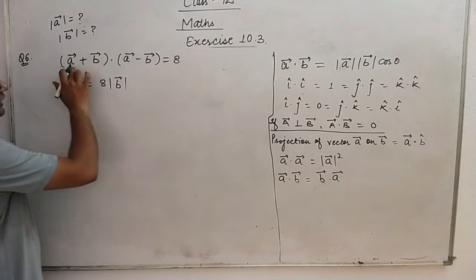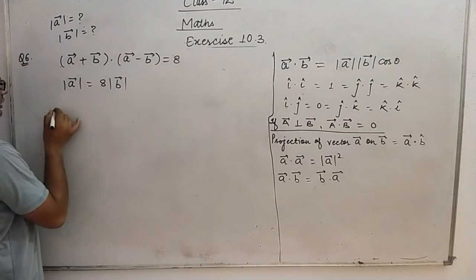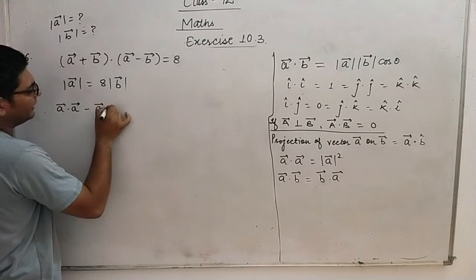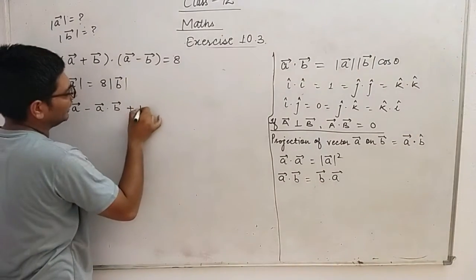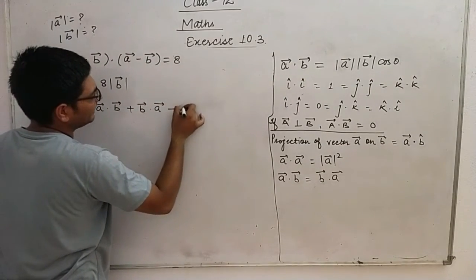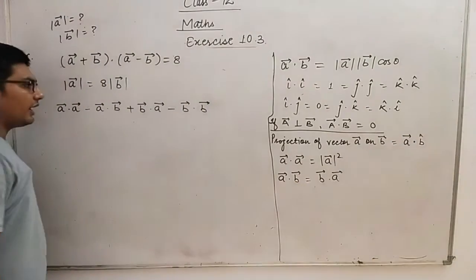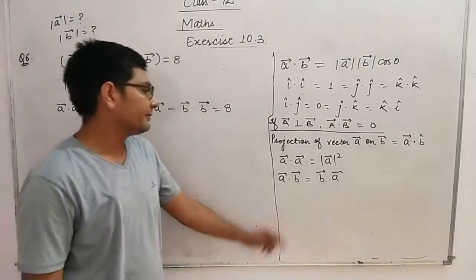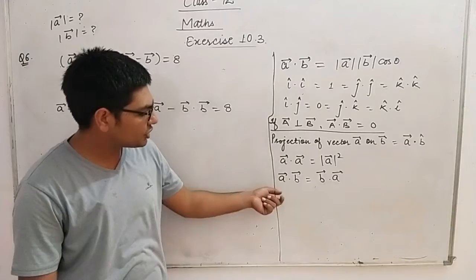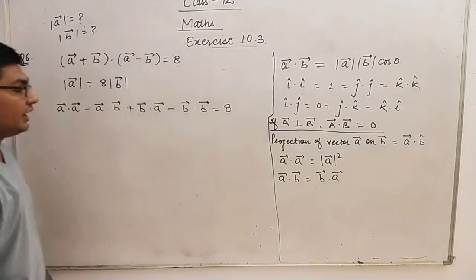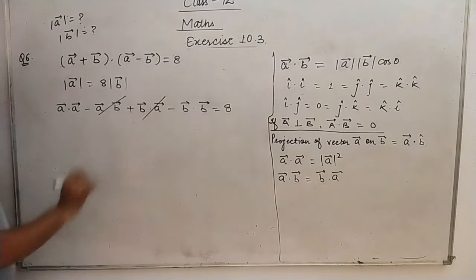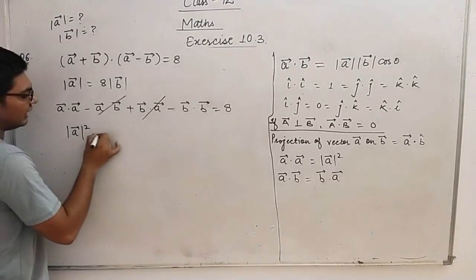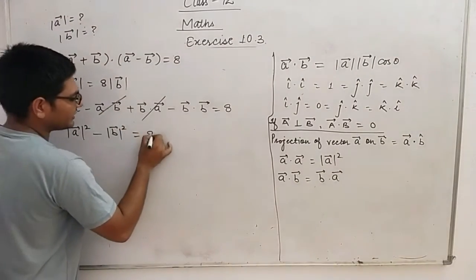Okay, now let us multiply A with A. So I will get A dot A, with minus B I will get minus A dot B, plus B dot A, and minus B dot B. That is given to us as 8. Beta, look here. A dot A is magnitude of A square. A dot B and B dot A are the same, so they will be cancelled. Why? One is negative, one is positive. That is, we have magnitude of A square minus magnitude of B square, and that is 8.